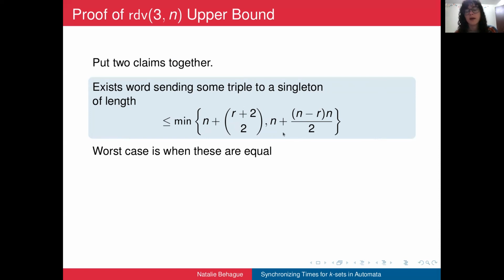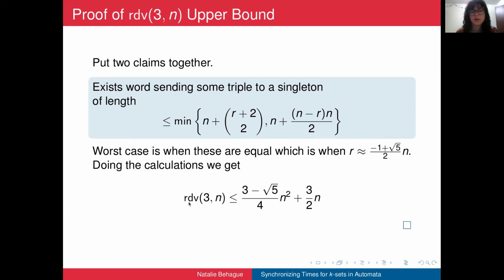So the worst case for this minimum is when those two things are actually equal. So we can just set (r + 2 choose 2) equal to (n - r) times n over 2 and solve that quadratic in r. You get that the worst case is when r is about (-1 + root 5) over 2 times n. So that's where our mysterious constant came from at the start that had square roots in it. It's just solving a quadratic in r.